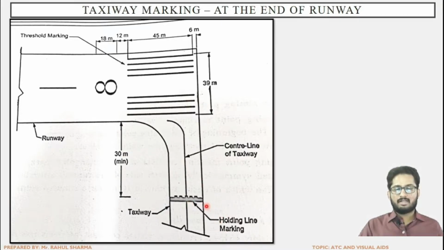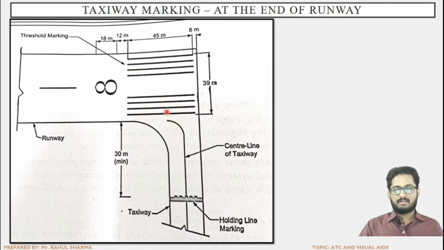Holding line marking: this indicates that limit up to which the aircraft can be kept at a stay. That is where all the calibrations and all the standards will be checked. That is the area or the portion of the holding apron. So we can keep an aircraft at a hold up to this limit. Next is the center line of the taxiway, which terminates here at the end of the runway. So this is the center line of the taxiway.